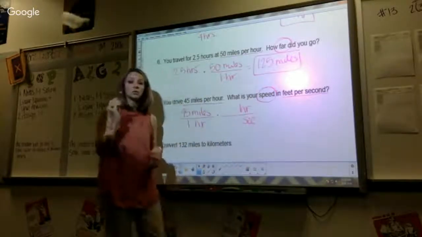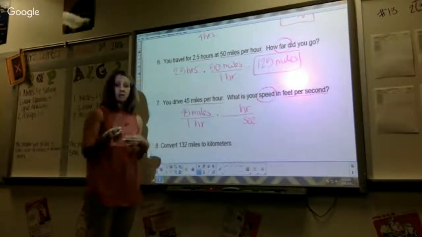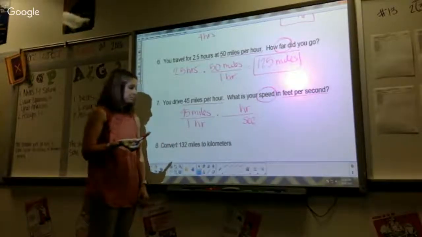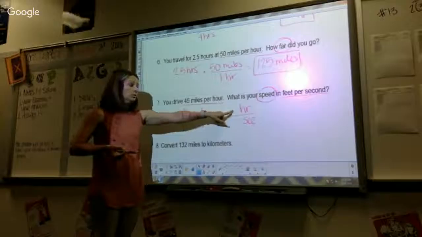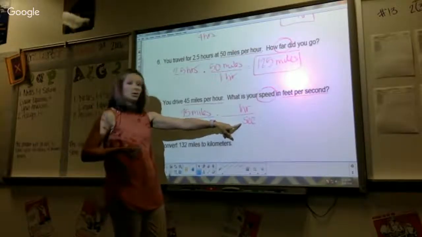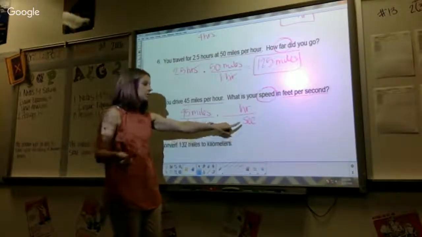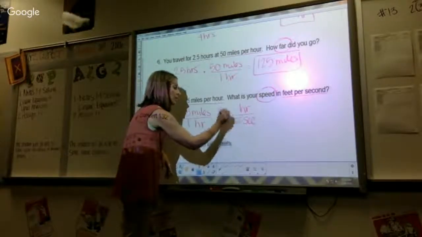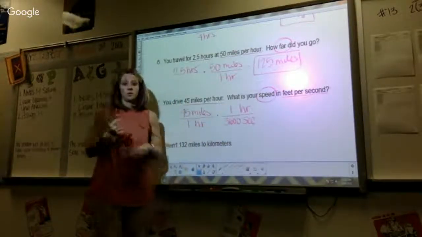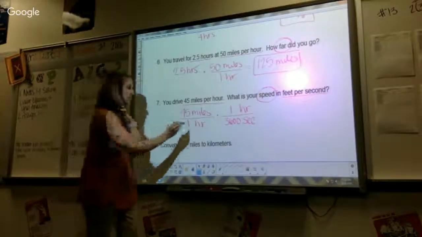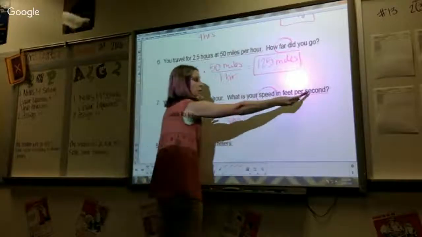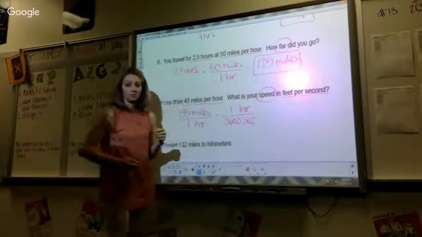I want you to label your units on your ratio, and that will help you determine where your numbers need to go. Okay, so we have hours and seconds. We know that there's 3,600 seconds in an hour. So 3,600 would need to go on the bottom, which is on top. Notice that the hours cancel there. We're left with seconds on the bottom, which is what we want for our answer.